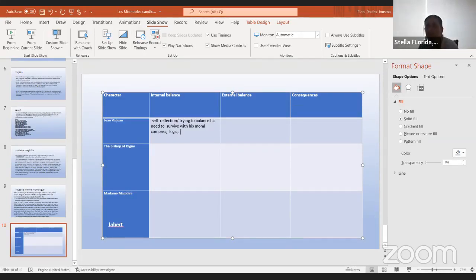Can I just say a quick thing? When he starts off to steal, I don't think he has logic. I think the logic, in my opinion, of course, appears when he starts to see the bishop. Before that, his desire to steal was in control. And then when he gets into the room, I think that the bishop is the external balance that brings that struggle within him.